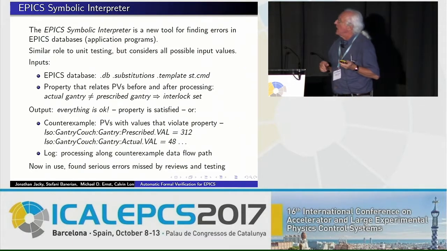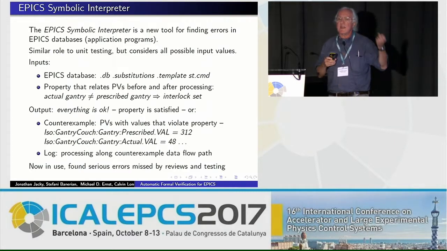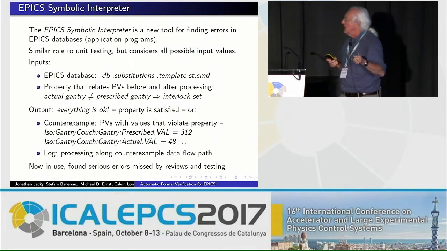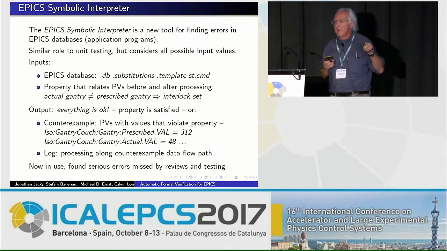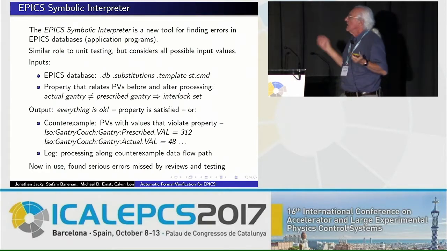So the first tool we made is called the EPICS symbolic interpreter, which finds errors in our application program. So it's kind of analogous to unit testing. The input to the tool is an EPICS database, and then you have to write a property. You have to write code for each safety property, or any property, that you want to check. For example, if the actual gantry differs from the prescribed gantry, you set an interlock.